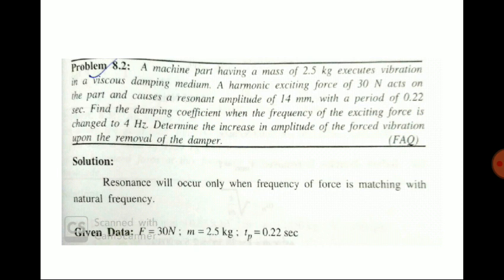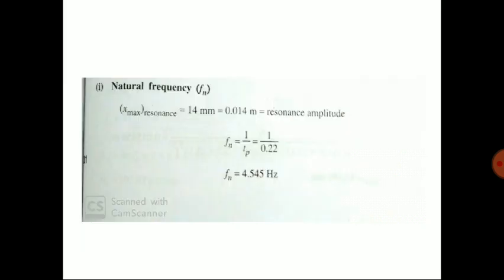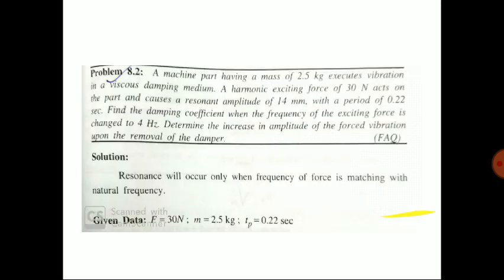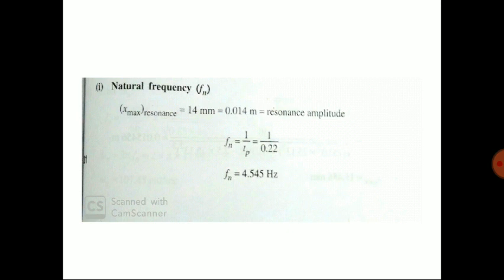So here it is telling resonance occurs. Resonance will occur when the frequency of the force is matching with the natural frequency, right? Meaning omega will be equal to omega n. Here the different terms given are F is 30 Newton, M is 2.5 kg, and one more thing, Tp, time period, is given as 0.22 second. So regarding natural frequency, you can see x max occurs at resonance, which is 14 mm given. So fn is 1 by Tp. Reciprocal of time period is frequency, 1 by Tp, which gives 4.54.